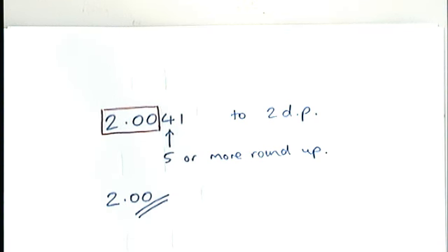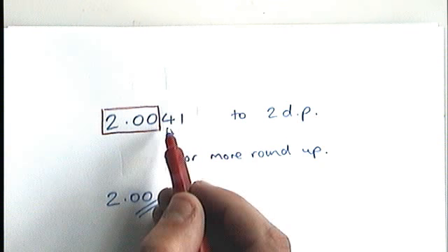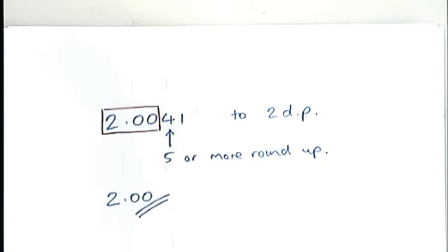Put your box in, decide where you're going to chop the number, because you're sort of shortening it. That's what rounding is, sort of shortening the number, and making sure that you check the next digit, see if it's 5 or more. If it is, you just round up to the next available number.